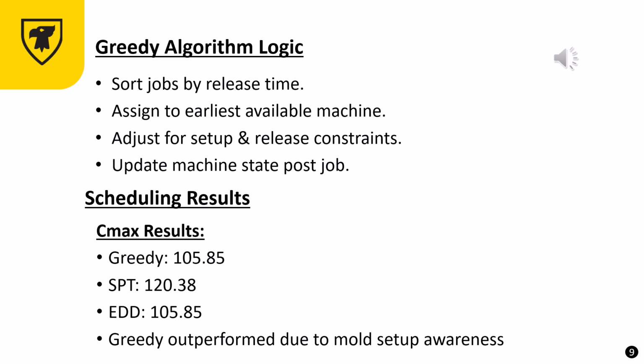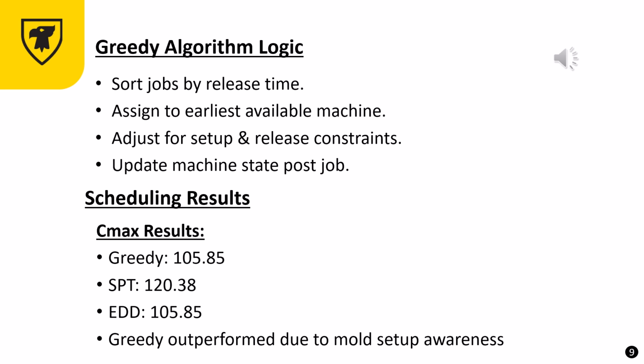Hello, in this slide, we go deeper into the working logic of the greedy algorithm and present the Cmax results from our scheduling experiments. The greedy algorithm works as follows. First, we sorted all jobs by their release times. Then, for each job, we looked for the earliest available machine. Before assigning it, we calculate the setup time required depending on the previously used mold on that machine. Only when both release times and setup constraints are satisfied do we assign the job and update the machine state with the finish time and new mold type, so this method is adaptive, efficient, and closely mimics how a real flow shop schedule might operate.